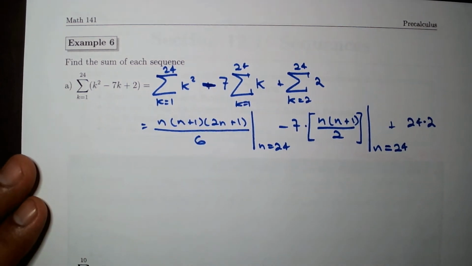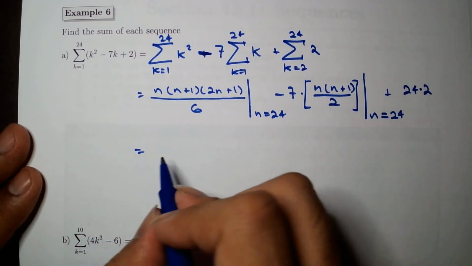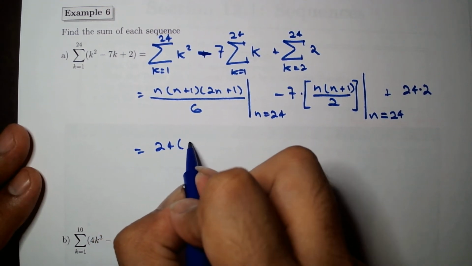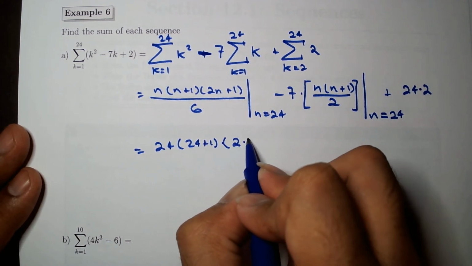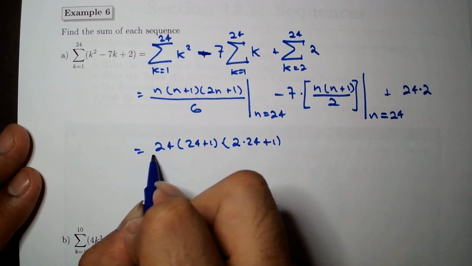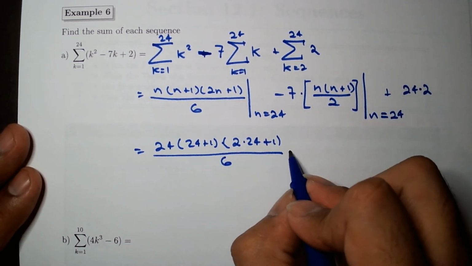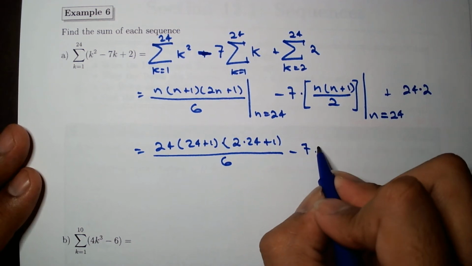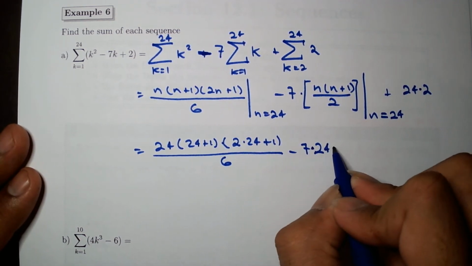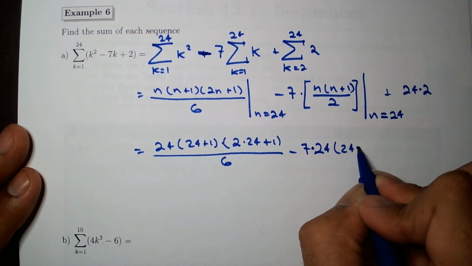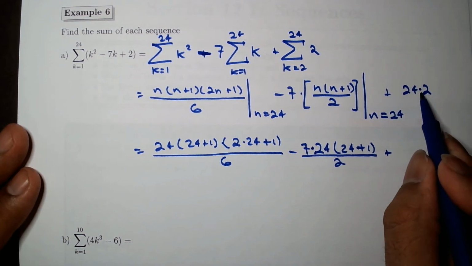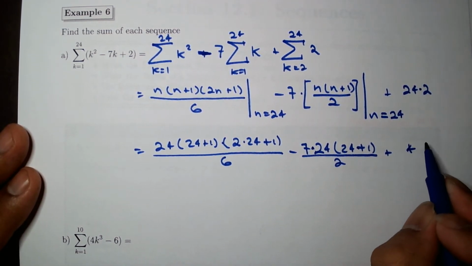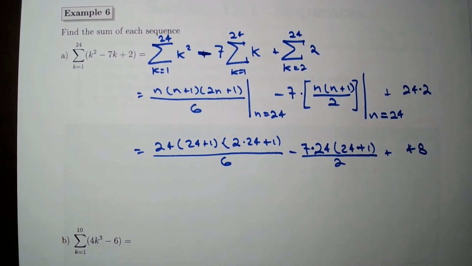So what are we going to do here? Well, plug in 24 times 24 plus 1 times 2 times 24 plus 1, the whole thing divided by 6. Minus 7 times 24 times 24 plus 1. And then 24 times 2, that's 48. Okay, let's see what we are going to get.